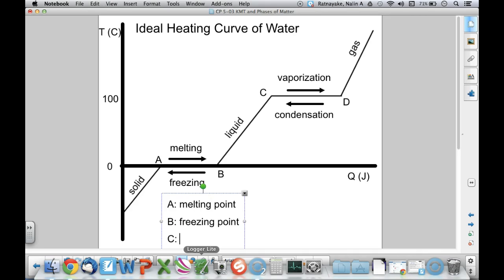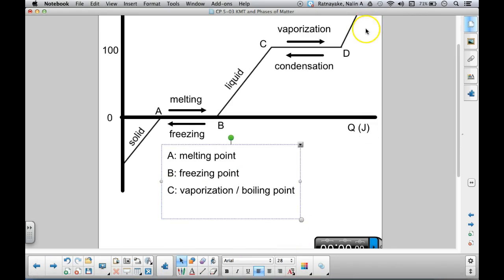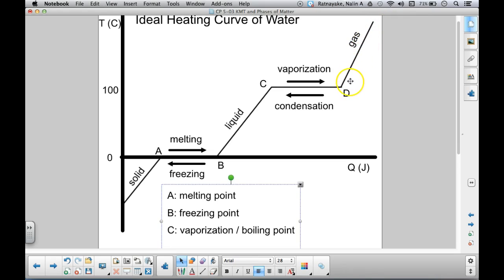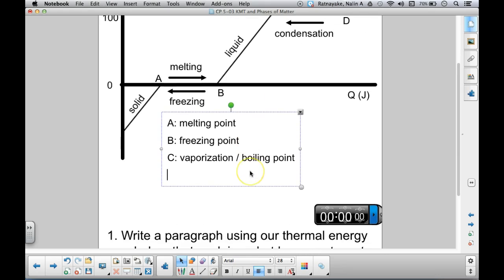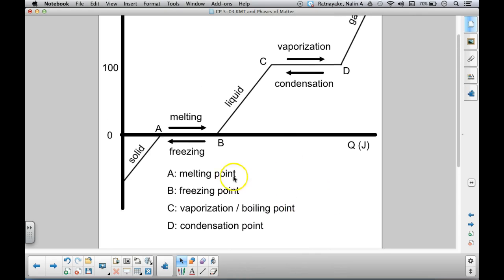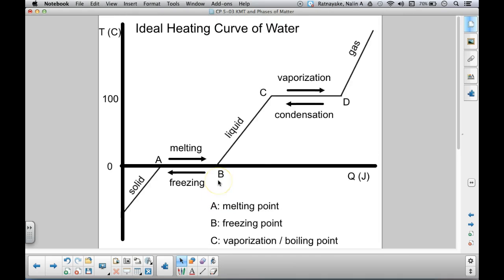Point C is where we start to turn the substance into a vapor. So this is called the vaporization or boiling point. And point D, we're going to hit that on the way down. So we have a gas and we're cooling it, cooling it, cooling it until it hits this point right here and it starts to condense. I'm going to call that the condensation point. Okay, so now we have some names for all these points on our ideal heating curve.